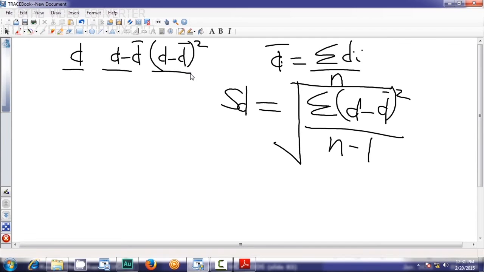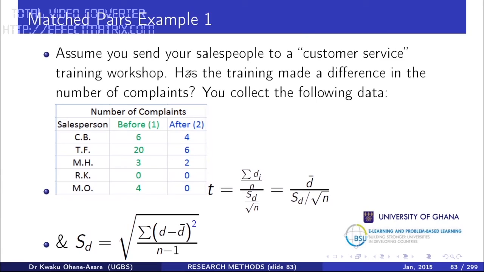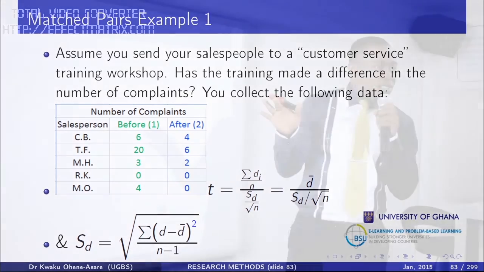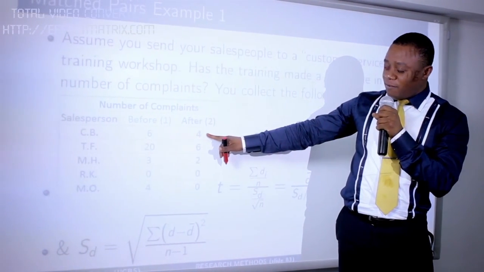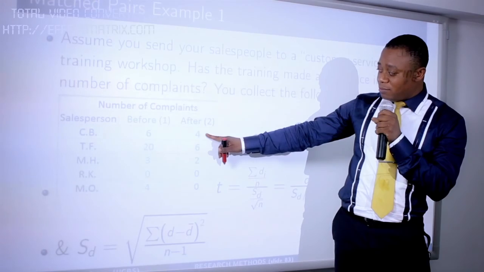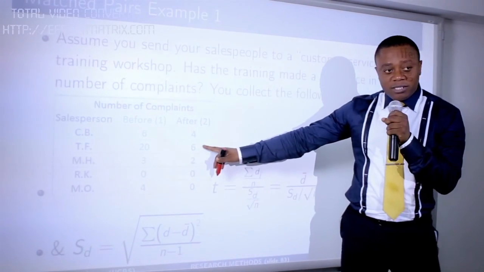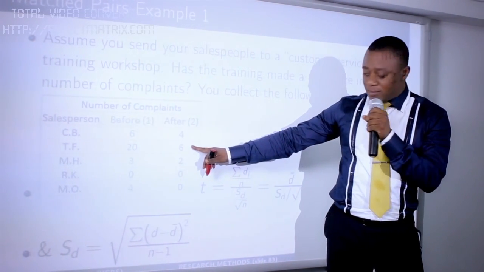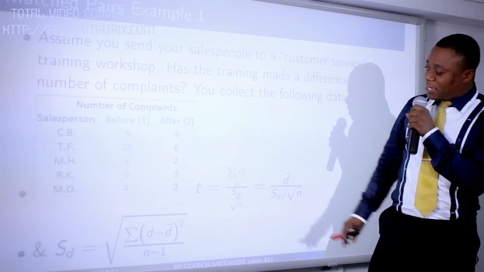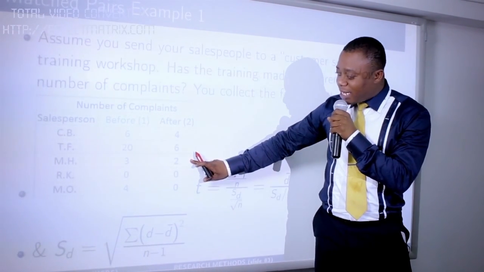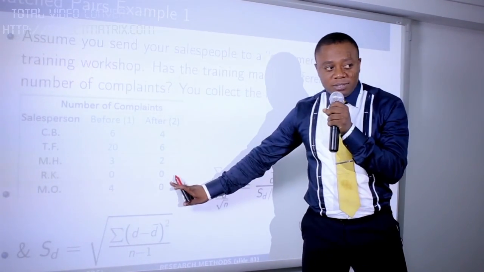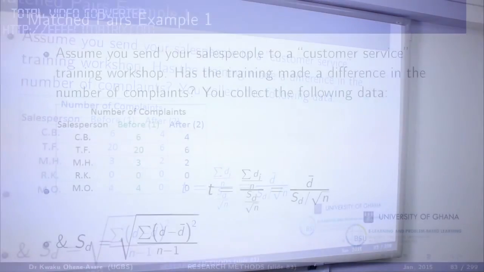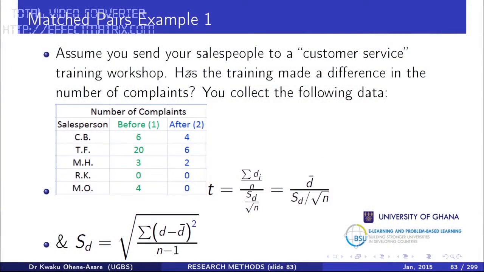So let's remember the values now. Let's go back to the preamble and remember the values. Remember, it is going to be after minus before. So the first difference value is going to be 4 minus 6. So the answer is negative 2. The next one will be negative 14. The next one? Negative 1. The next one? 0. And the final one? Negative 4. I thought somebody was going to say 4. Good. So let's keep those values there.